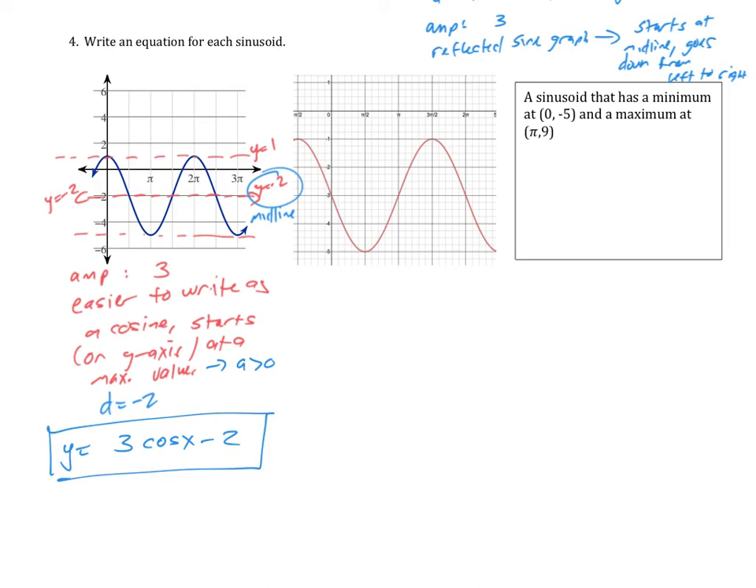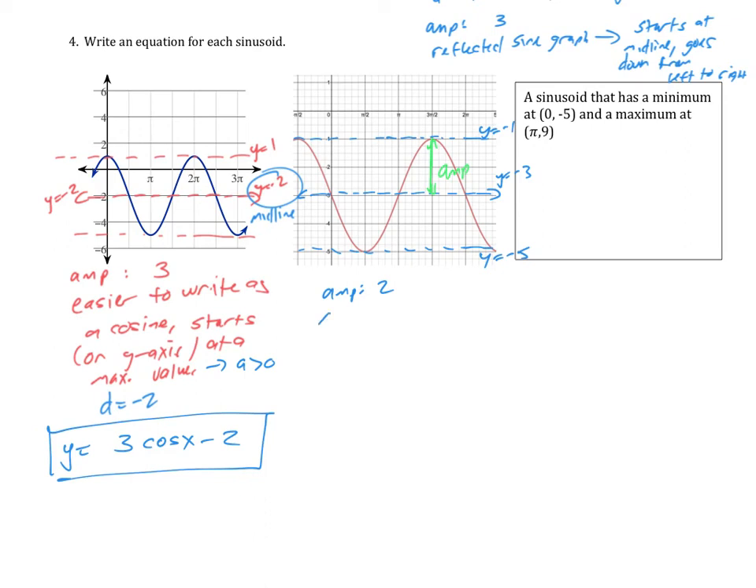So I'm going to once again sketch in the midline. So the midline appears to be at y equals -3. The maximum is at y equals -1. And the minimum is at y equals -5. So the amplitude is the distance from the midline to the maximum or the midline to the minimum. So the amplitude here is the distance from -3 to -1. So the amplitude is 2 units.